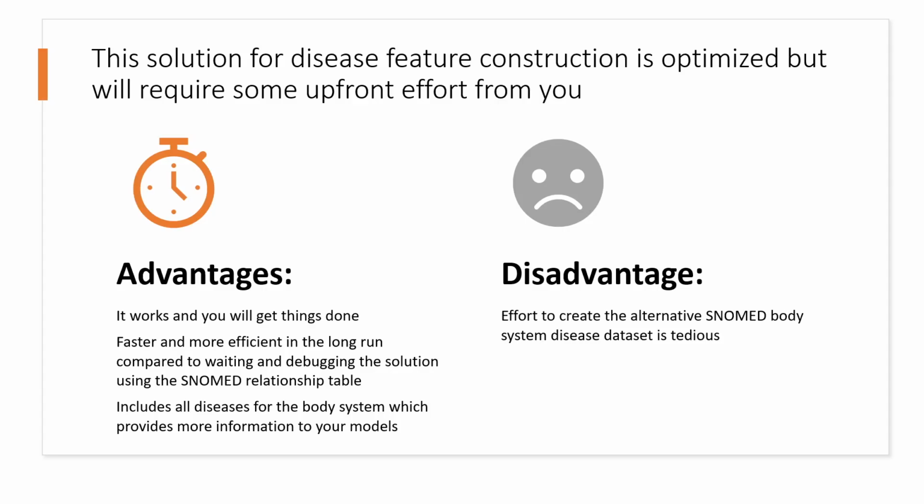Last time I showed you a technique of using BARD and the SNOMED relationship table to create your feature selection, or feature construction rather. However, the SNOMED table is so huge and the techniques required to traverse it are so complex that the servers crash on me all the time. So we created this approach so that you can get things done and finish your work.